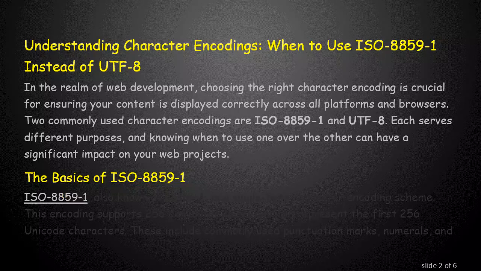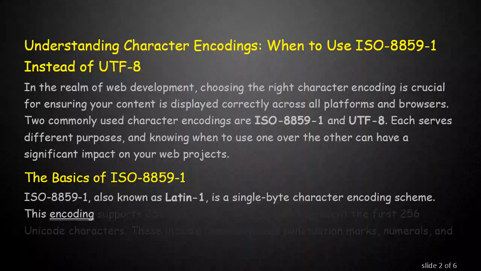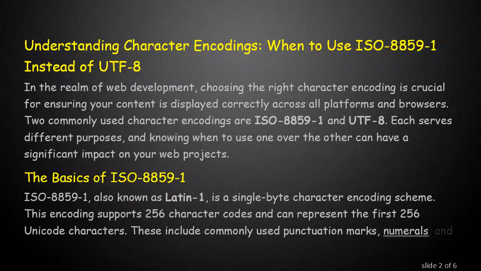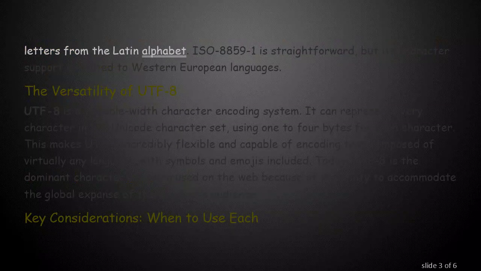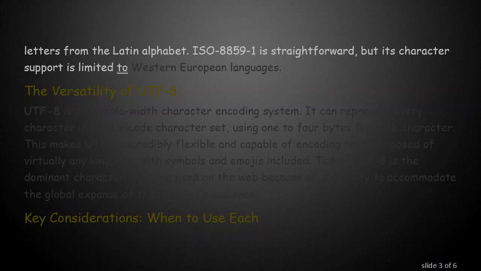ISO 8859-1, also known as Latin 1, is a single-byte character encoding scheme. This encoding supports 256 character codes and can represent the first 256 Unicode characters. These include commonly used punctuation marks, numerals, and letters from the Latin alphabet. ISO 8859-1 is straightforward, but its character support is limited to Western European languages.